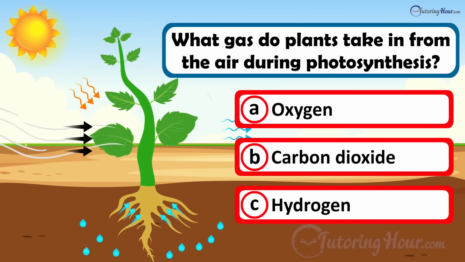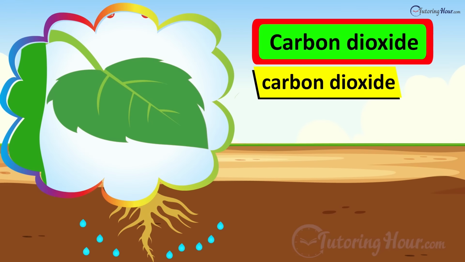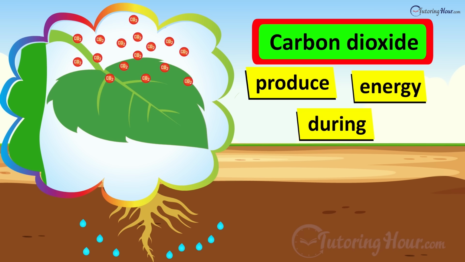The correct answer is carbon dioxide. Plants use carbon dioxide from the air to produce energy during photosynthesis.